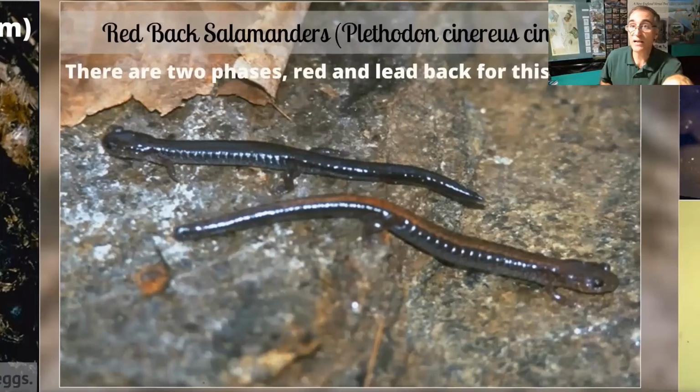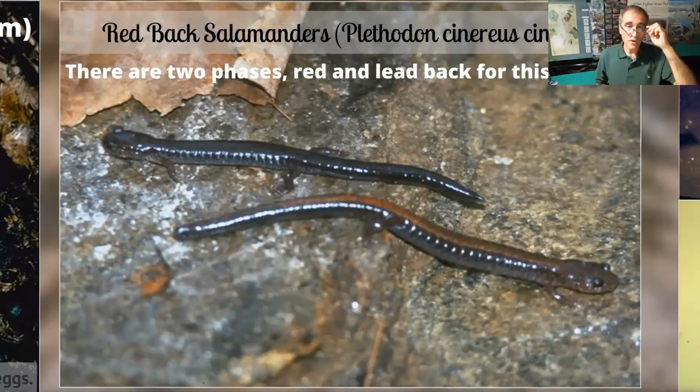These are redback salamanders. There's a redback and a leadback phase. Redback is what I see most often. They're different to me because I see different ridges on their bodies. There are 23 or so rib intercostal grooves. That's the muscles that attach to the ribs that you can see coming through the skin. The other salamanders have about 13.